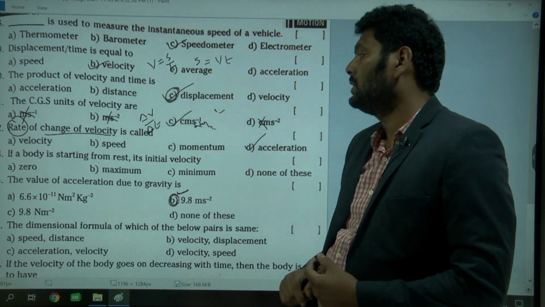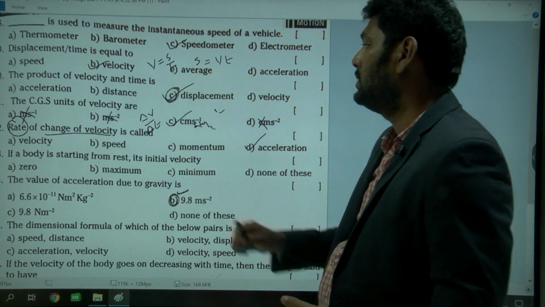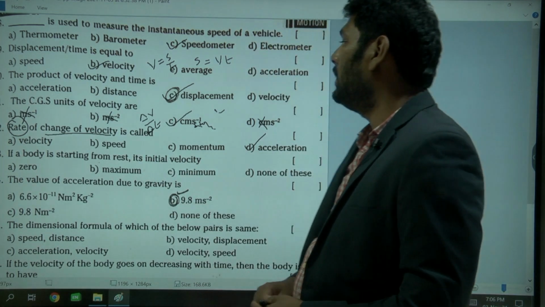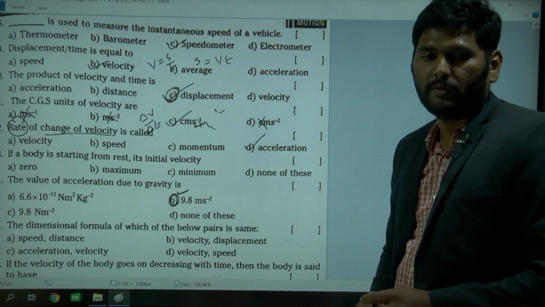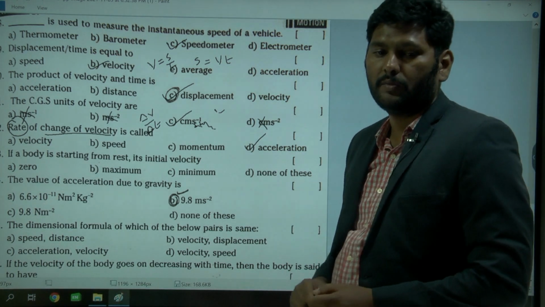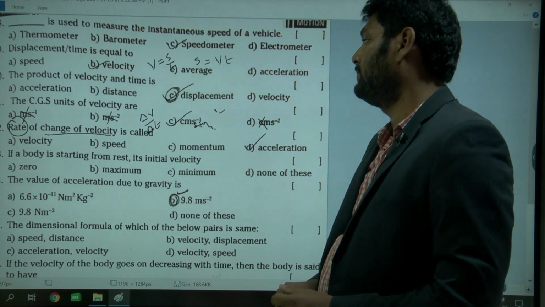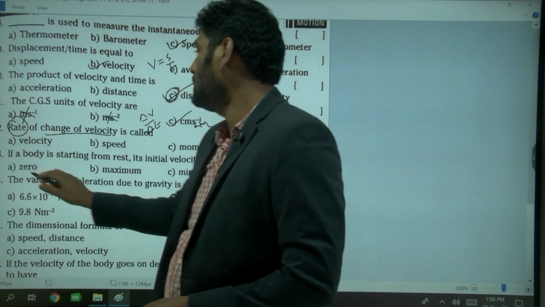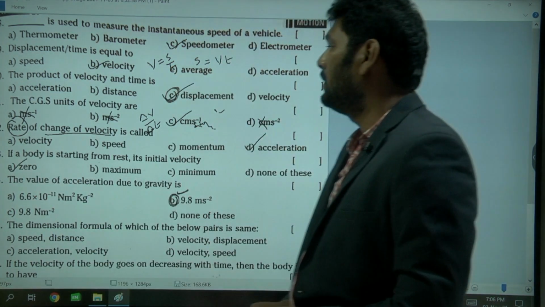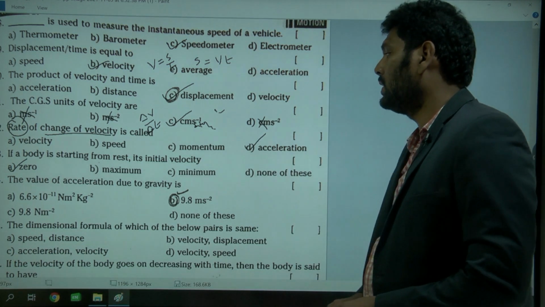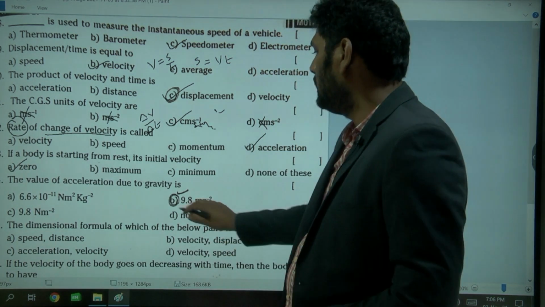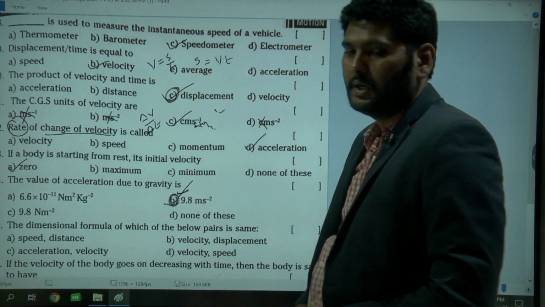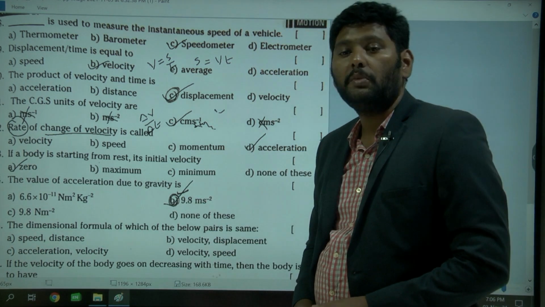Similarly, look at the 23rd. If a body is starting from rest, its initial velocity is... Tell me the answer. If the body is starting from rest, its initial velocity is simply 0. The value of acceleration due to gravity on the earth's surface is 9.8 or 10 meter per second square; we will take that.